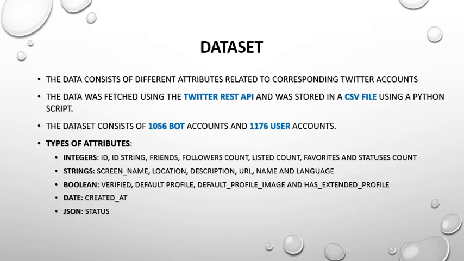Boolean attributes consider details about whether the user account is verified, and default profile, whether the user account has a default profile image or an extended profile. A date timestamp was presented with the attribute created at, when the user account was created. Then there was an attribute status which gave description about all the different tweets tweeted by the user, which was in a JSON format. The data set which was presented to us had 1056 bot accounts and 1176 user accounts.